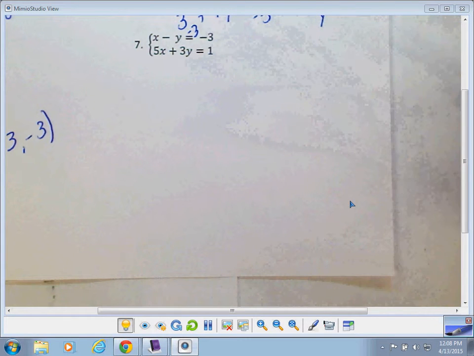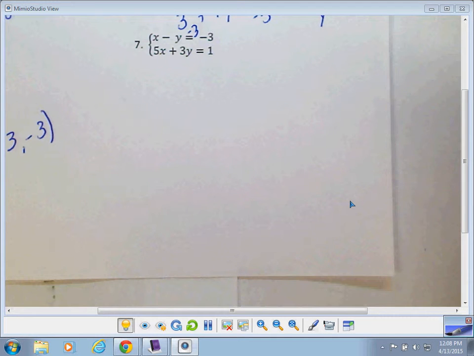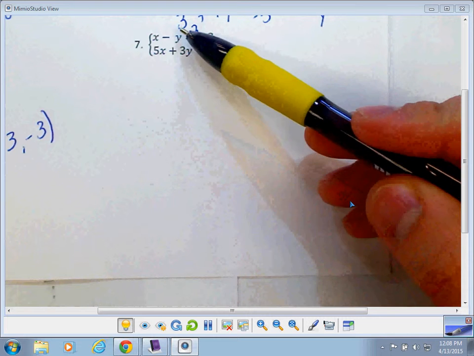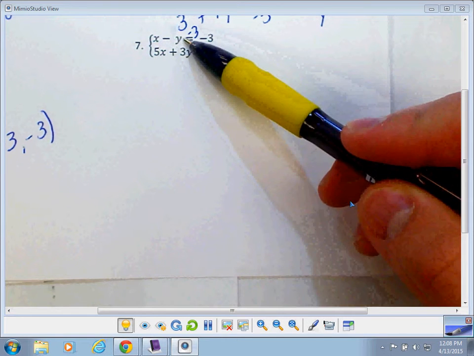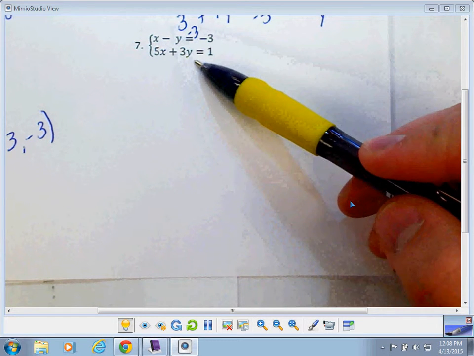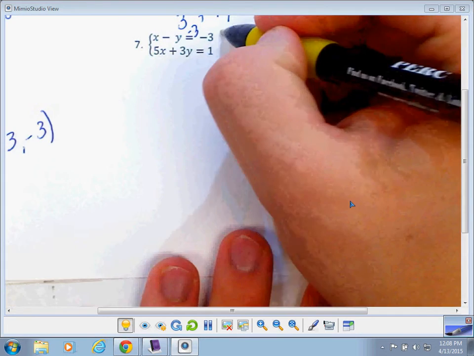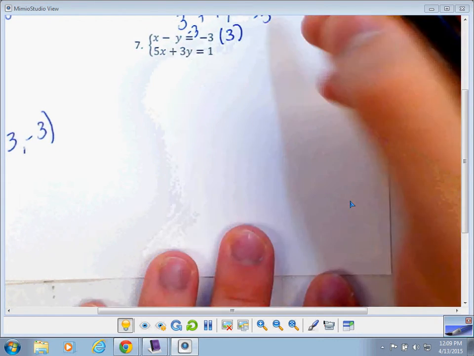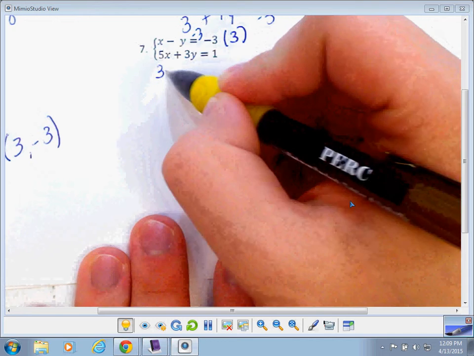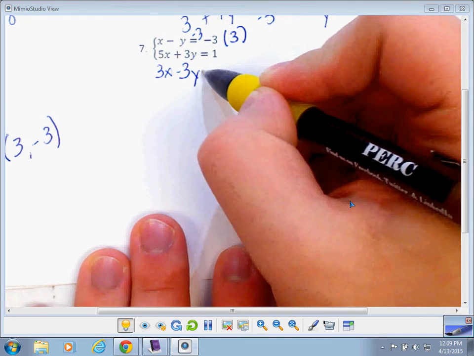So what is a common factor of 1 and 3? It's going to be 3. So it means we have to get this to be 3y. So we need to multiply this top one by 3, and we don't have to worry about multiplying this one at all. So let's multiply the top one by 3. So 3 times x is 3x, minus 3y is equal to negative 9.